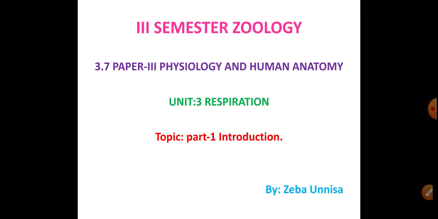Today I will be starting with a new unit, unit 3 of your physiology paper, physiology and human anatomy. Unit 3 is respiration. This is the new unit for you, and in part 1 I will tell you in detail about respiration, respiratory organs, and the respiratory passage. That comes under your introduction.